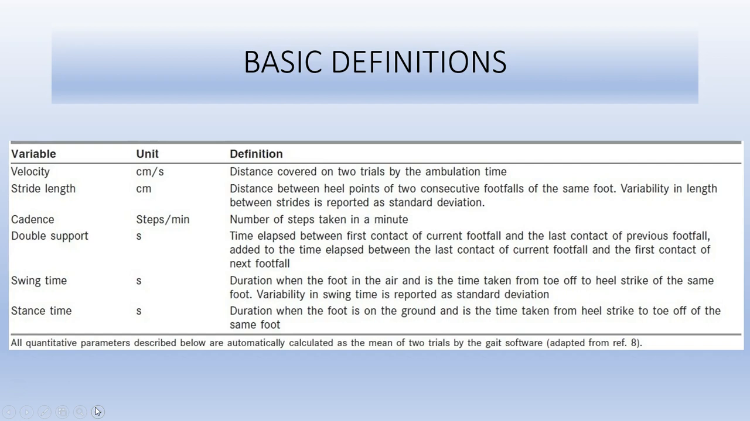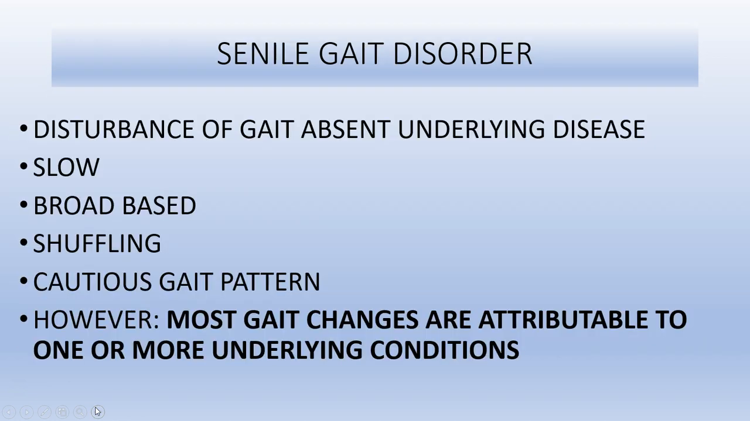We have basic definitions, I think, that are familiar to most people, such as the time of double limb support, swing phase, and stance phase. Again, cadence meaning the number of steps taken per minute. We also look at issues such as stride length, which again is shortened as we get older, and velocity of gait, again, which lessens as we get older.